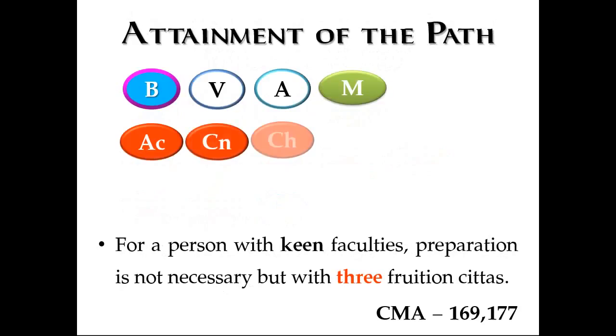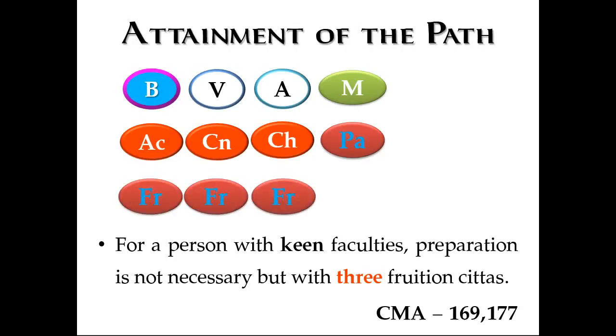Assess, conformity, change of lineage, path moment, three fruition cittas, then after that, bhavanga, right? So there are two methods. You have to take note that for the average person, together with the preparation, there are two fruition cittas. If it is for the keen faculty, for the quick passing, then no preparation, and three fruition cittas. Then you can count here: assess, conformity, change of lineage, path, and three fruition cittas.